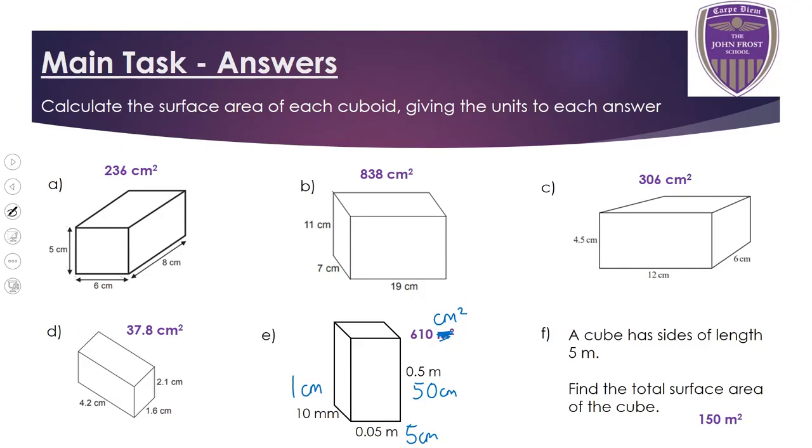And then question F, I didn't give you a diagram. I told you it was a cube. A cube is basically a 3D square. So all I've said is the sides have a length of 5 meters. It's still got 6 faces, but the difference is all 6 of the faces are the same. For one face, the area is 5 times 5, which is 25 meters squared. So just the area of the square, 25, and then there's 6 of them, so 25 times 6 is why the answer is 150.